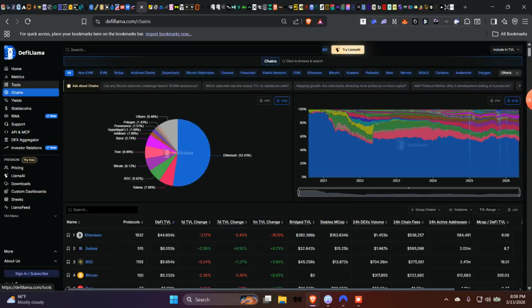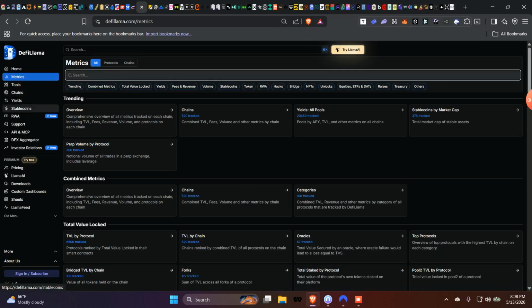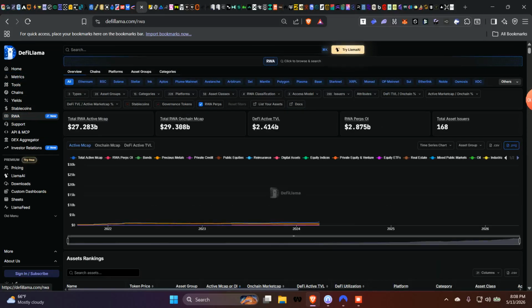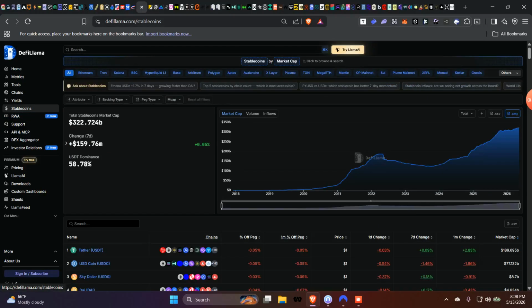Okay. And then, of course, you got some tools here. You've got some metrics and all of that. But RWA, of course, which is real world assets. They got $27.2 billion in real world assets, ladies and gentlemen. But we are here today to talk about stablecoins.